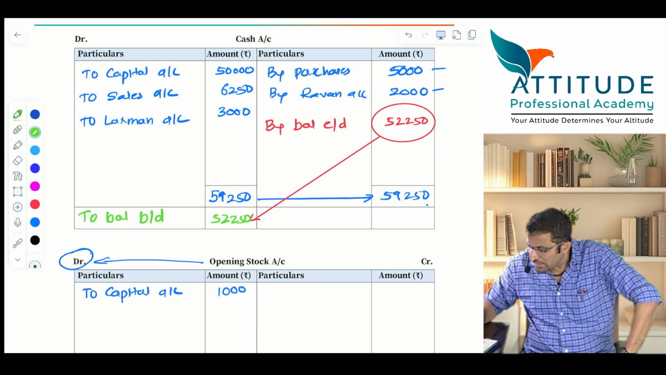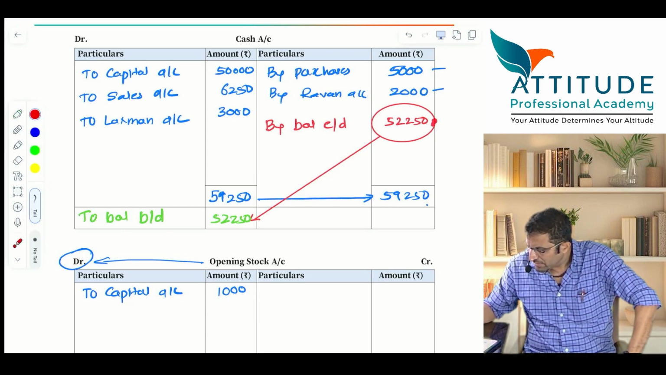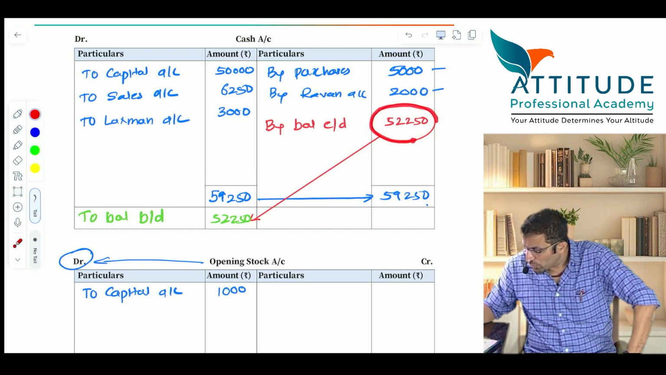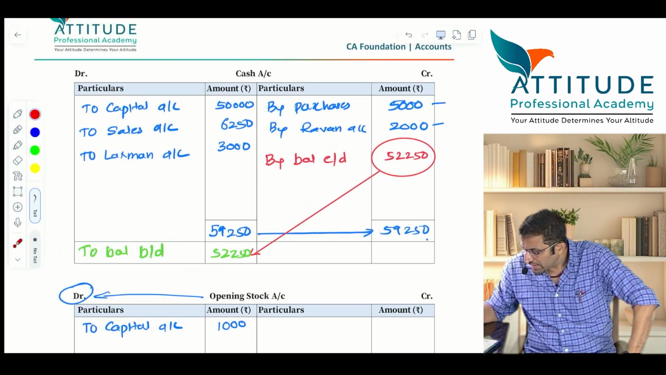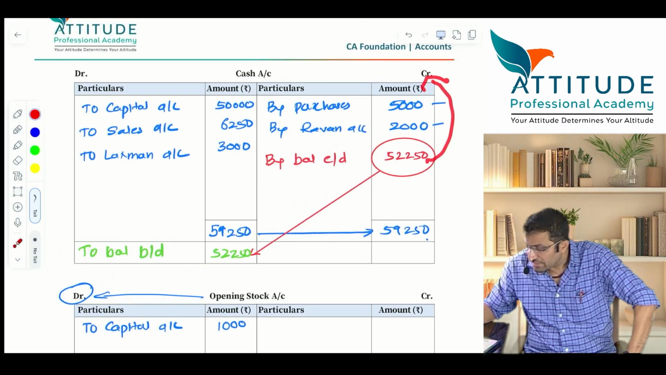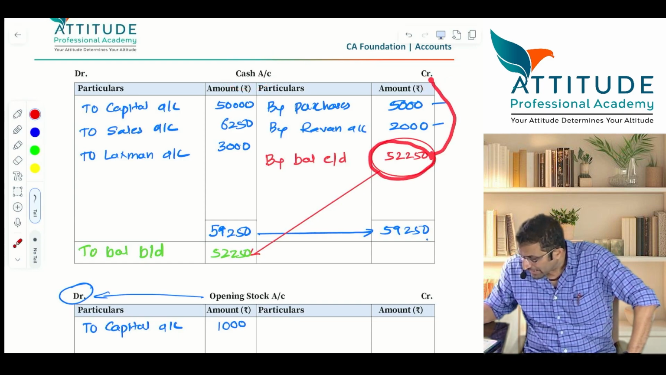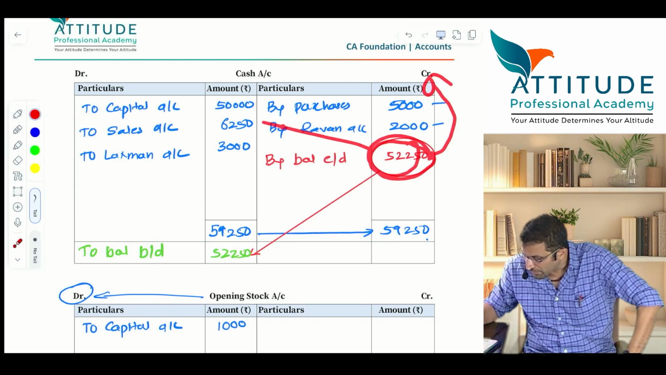Okay, the first balance which I wrote was in red ink. All of you agree? 52,250. Now this 52,250 is written on which side? Credit side. Yes or no? So this cash account is showing what balance? 52,250 a credit balance or 52,250 a debit balance?